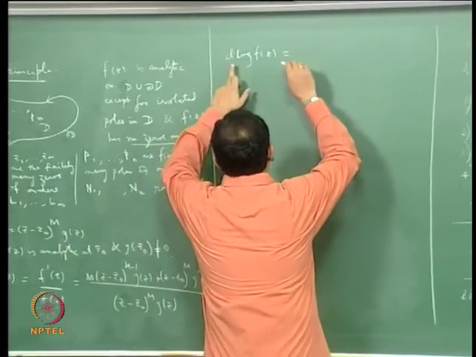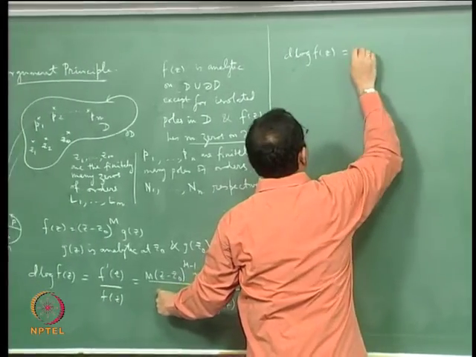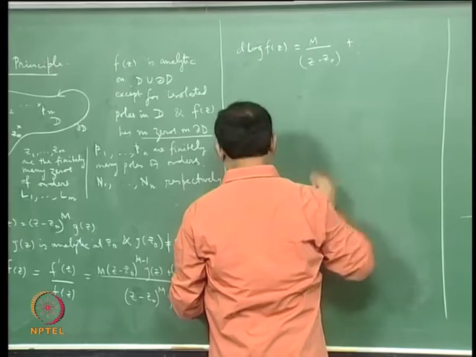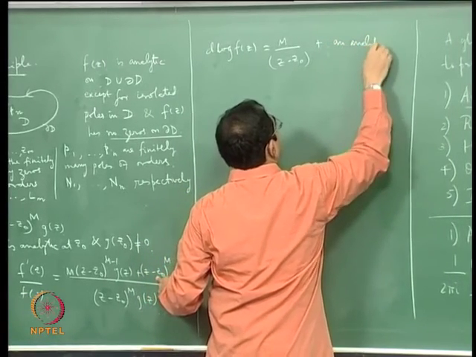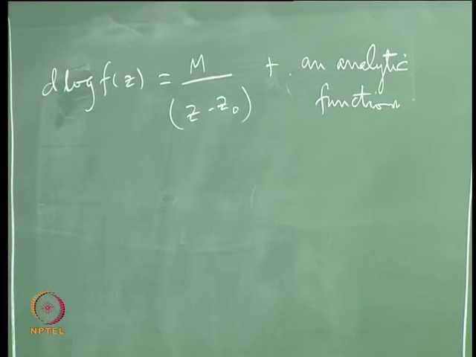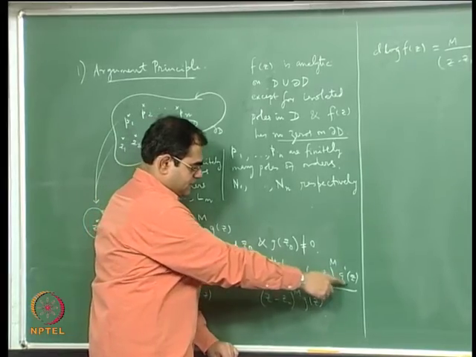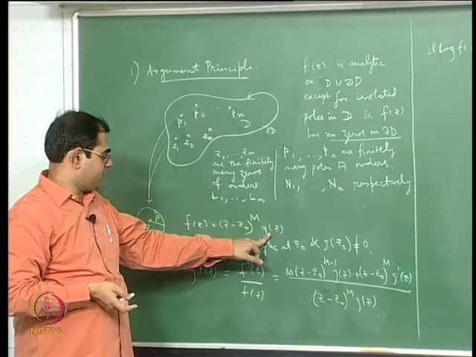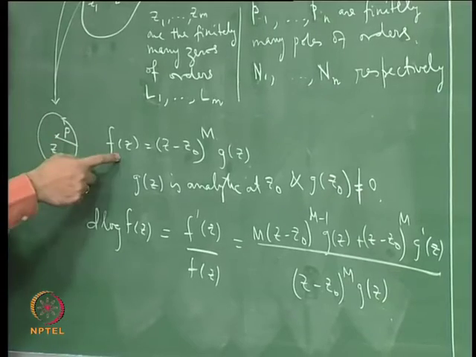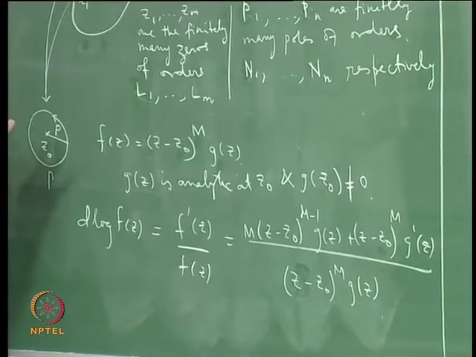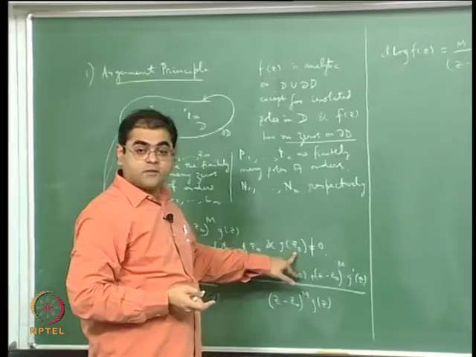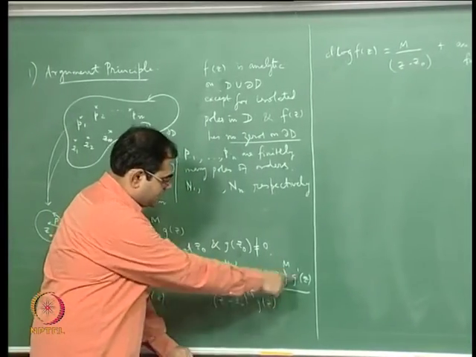So d log f z will turn out to be, if I calculate this, m by z minus z naught plus an analytic function. What you must understand is, the function g cannot vanish anywhere here, because if the function g vanishes at a certain point, that will also be a zero for f, but I have assumed f has no other zeros or poles. So in principle, g doesn't vanish at z naught, and it's analytic. So the second term is g dash by g.